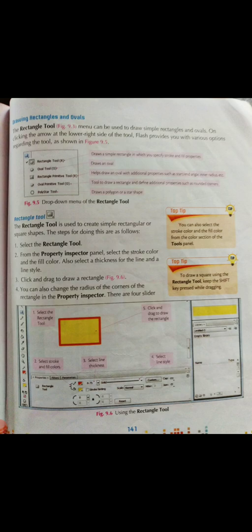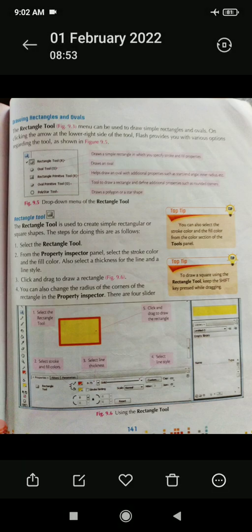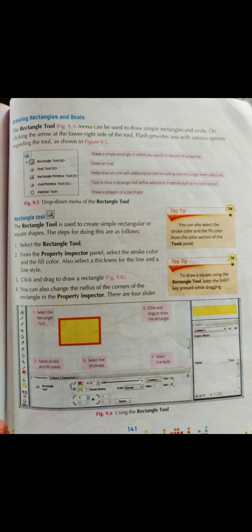Then in step 2, what are you going to do? You will go to the property inspector panel, and from there we have to click stroke color and fill color. As I have said to you, fill means what?